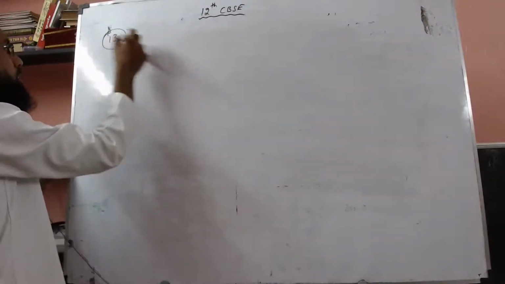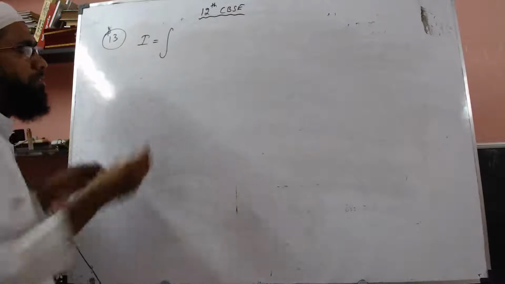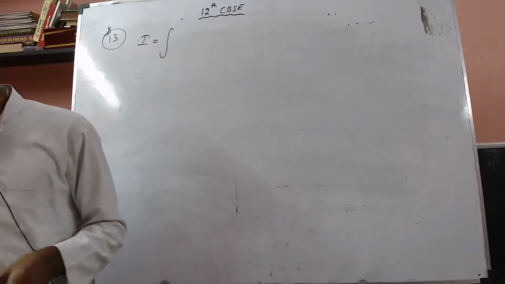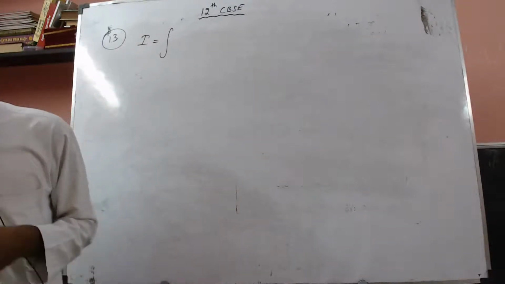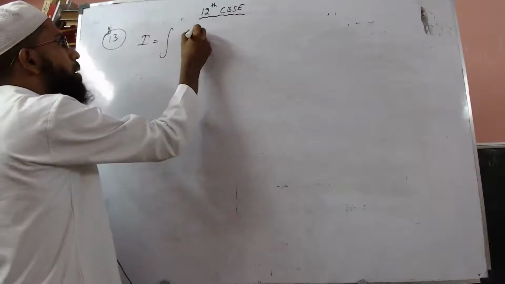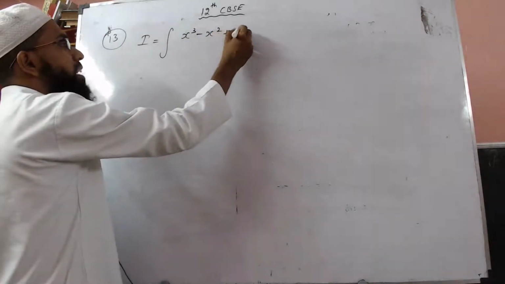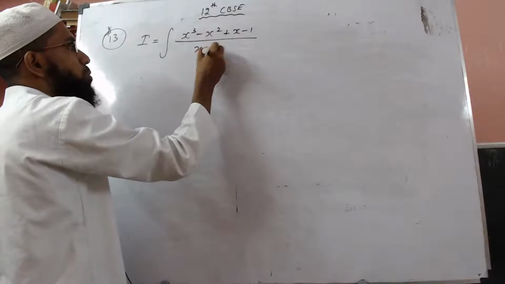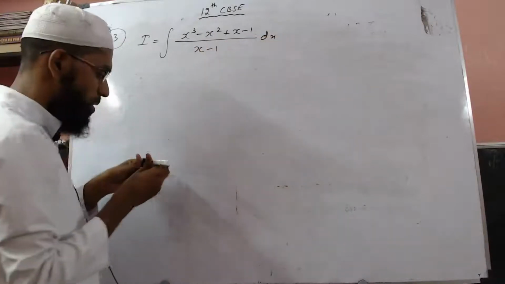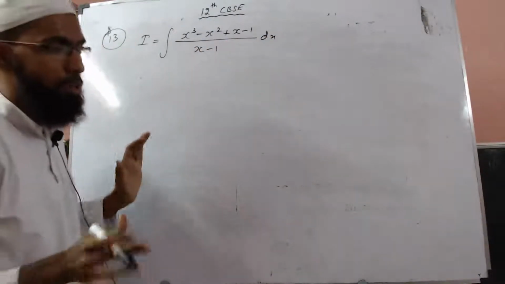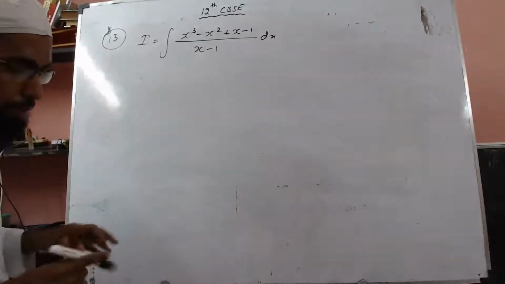What is the question? I equal to integral of x cube minus x square plus x minus 1 divided by x minus 1. Now here I can't do with the previous procedure. Before that we should do some simplification.